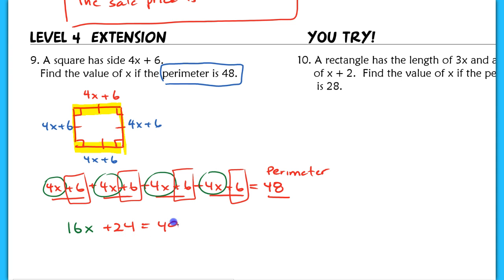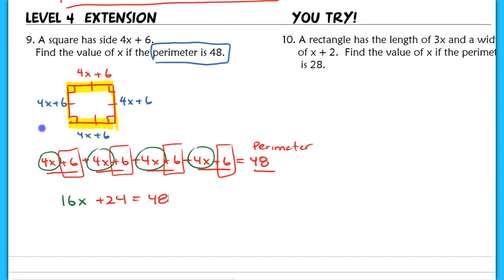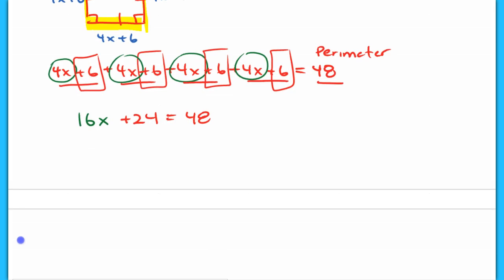And now I have a two-step equation that we're able to solve here. If you want to isolate the x, the first thing you're going to do is subtract the 24. So we have 16x equals 24. And now to get x alone, we're going to divide out the 16.